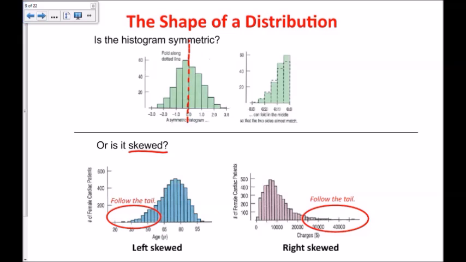We call this left skewed if the tail, the place where the data goes out farther, is on the left. So you follow the tail. It's right skewed if the data is more spread out on the right side.